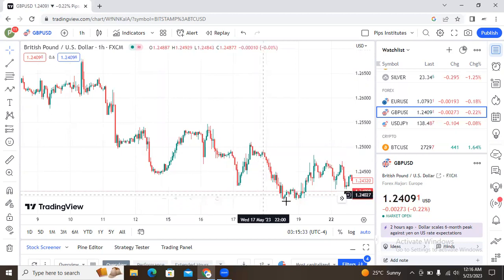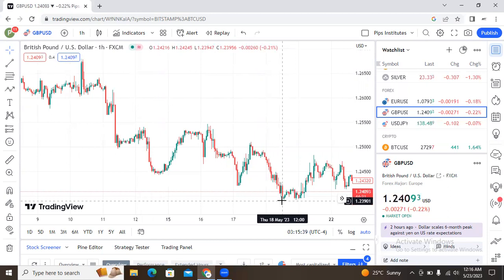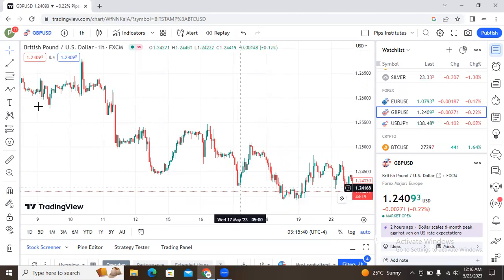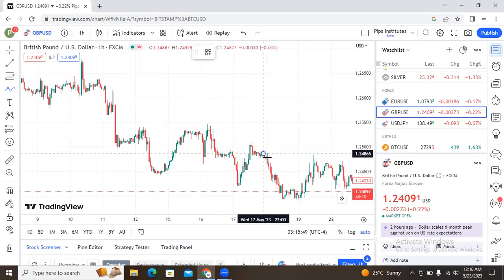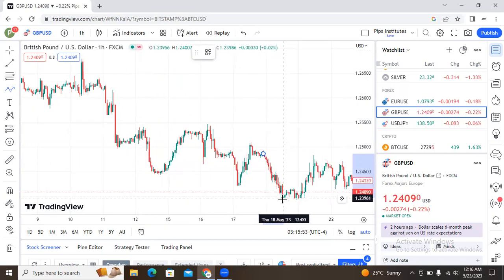Now this is a mitigation block. This is a failure swing. Because if you draw this, let's draw it so you can see. This market right here. So you will see it's lower than, they have a push up.